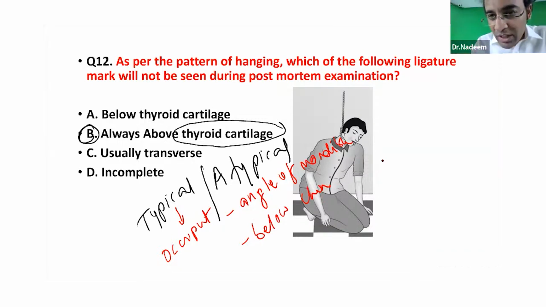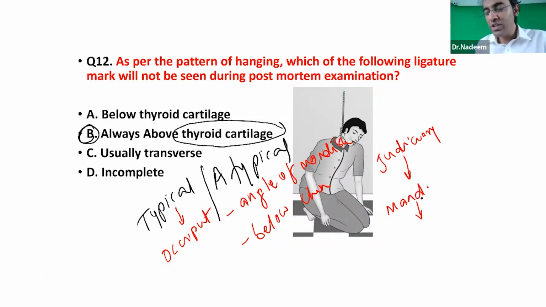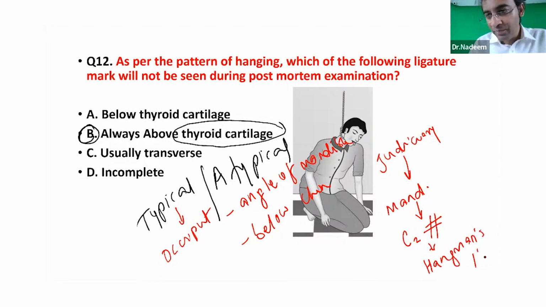If I ask you, what about judicial hanging? As per the Indian law, as per the judiciary system, you place the knot over the angle of mandible or angle of jaw. There you are going to see the fracture of a vertebra. Which vertebra? C1, C2, C3, C4? C2 vertebra fracture. That's why it is also called Hangman's fracture. Okay, no?